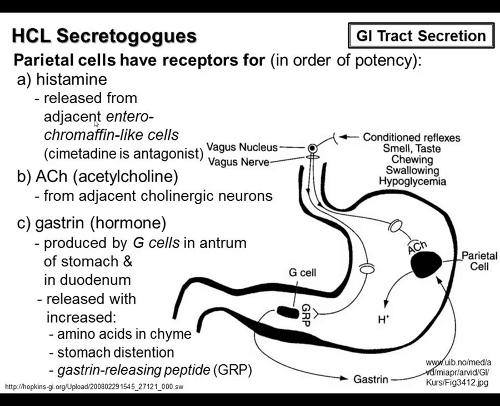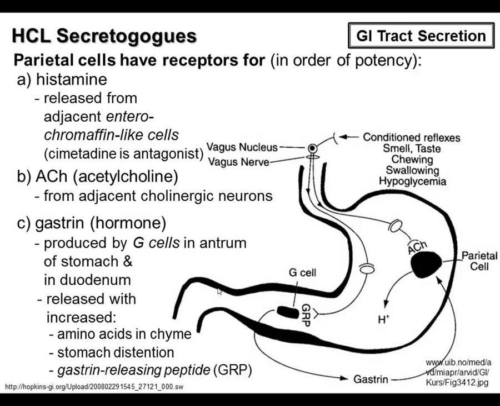That means you ate a lot of proteins, and so you will need some more acid to deal with that. Stomach distension: if the stomach is full, then gastrin is released. If gastrin is released, that will stimulate the parietal cells to secrete more HCl. And then there is a third thing here, which is the gastrin releasing peptide, and that will be through vagal nerve stimulation, which will release the gastrin from the G cells directly.